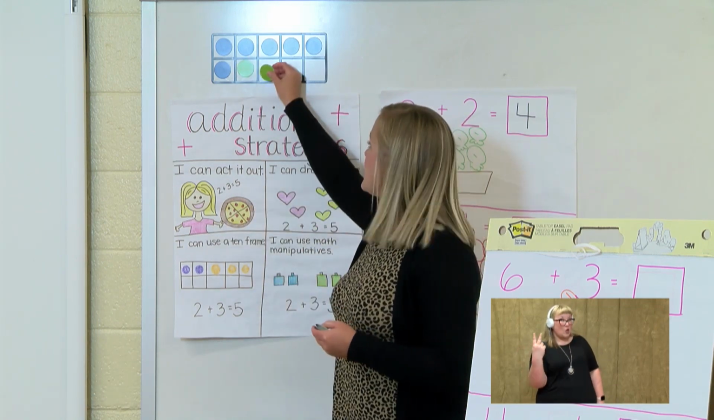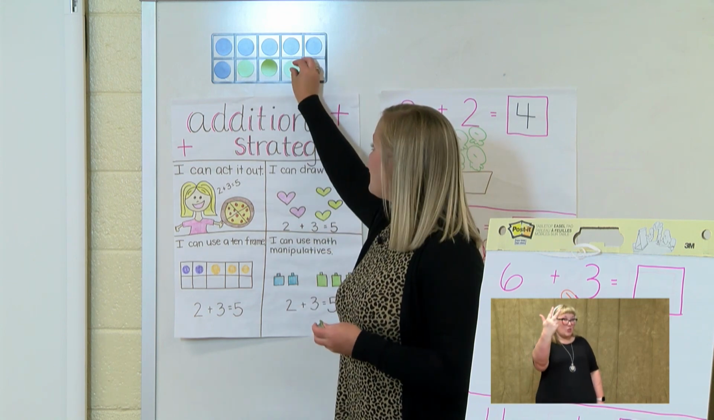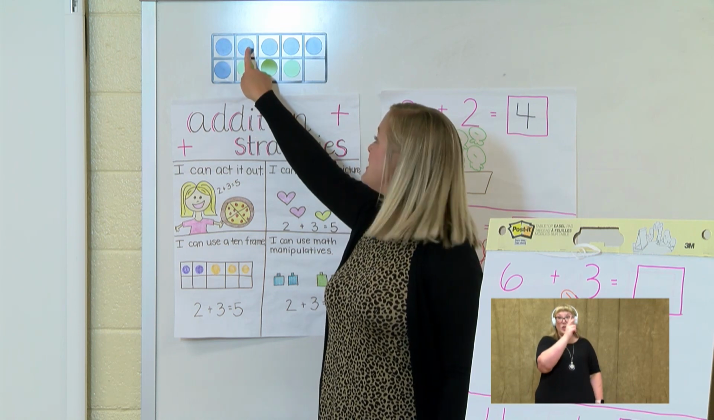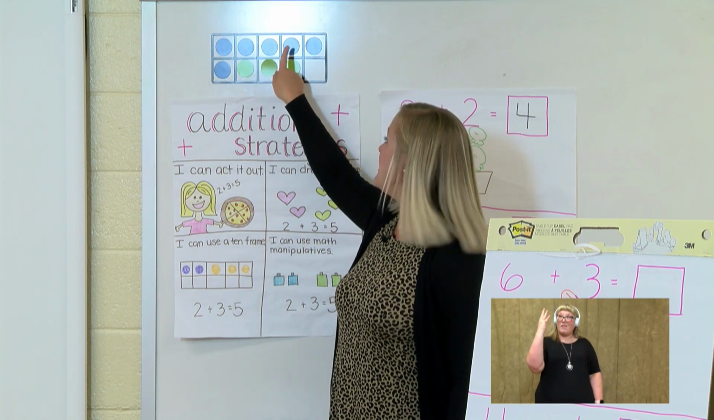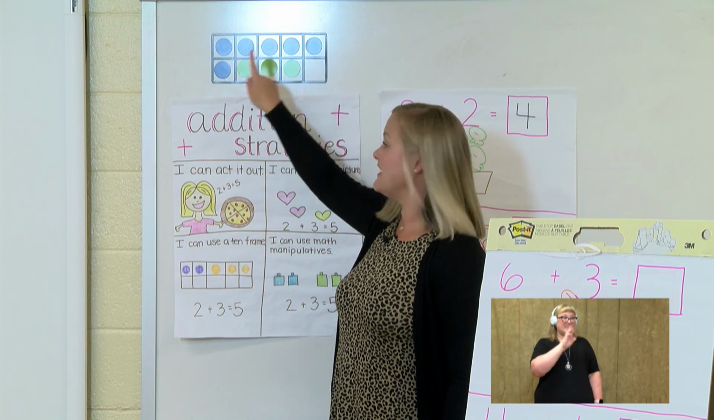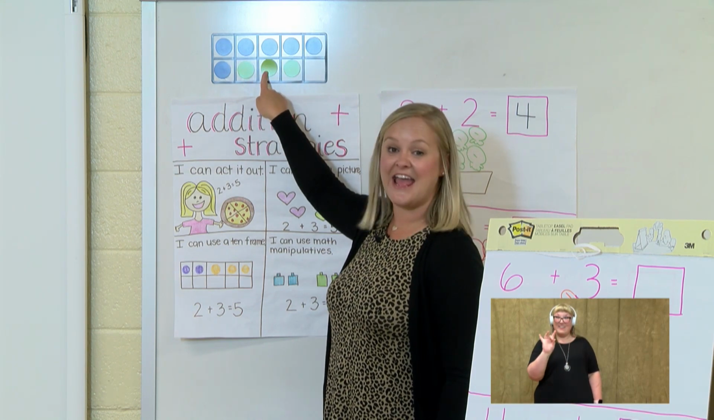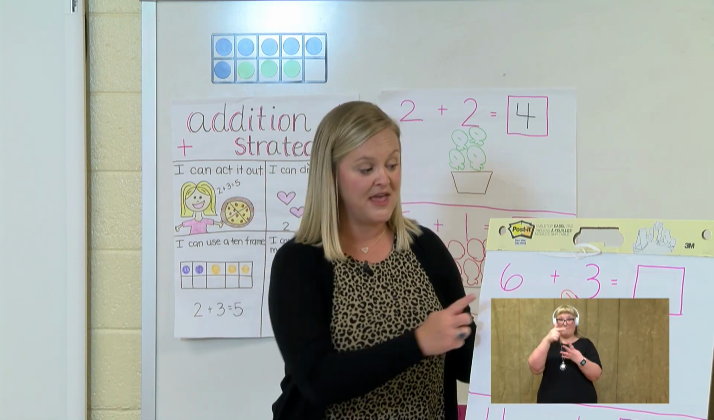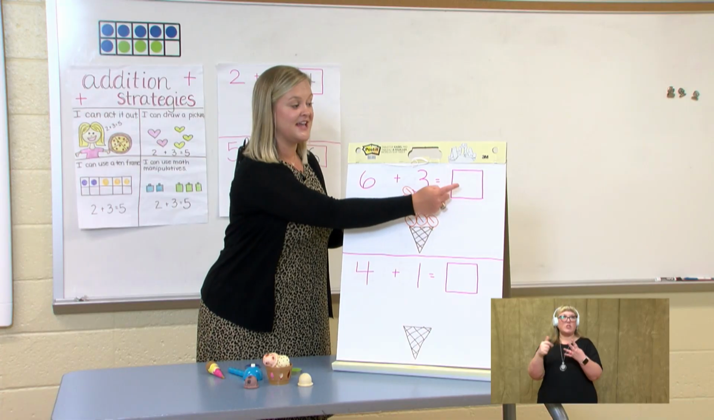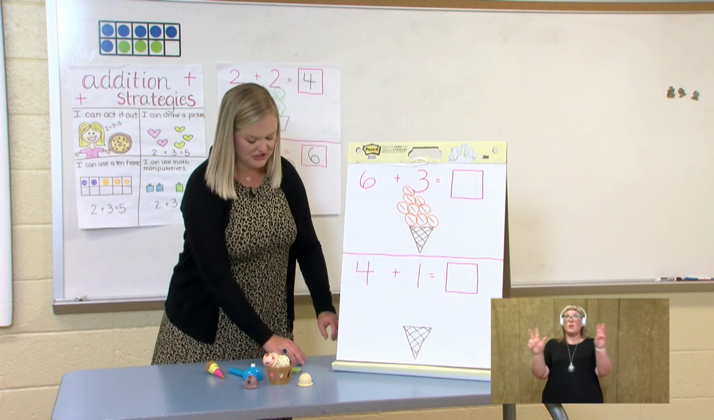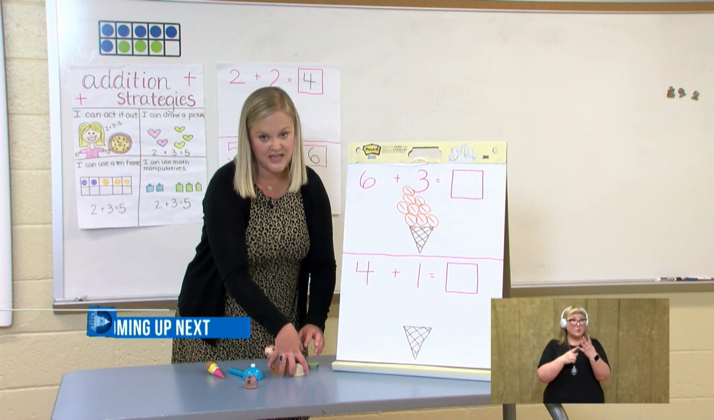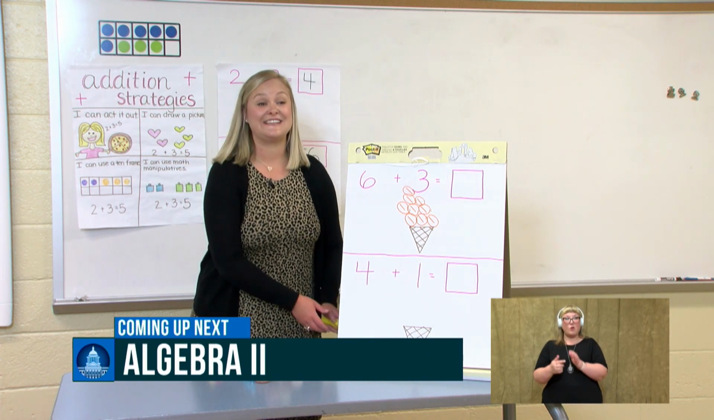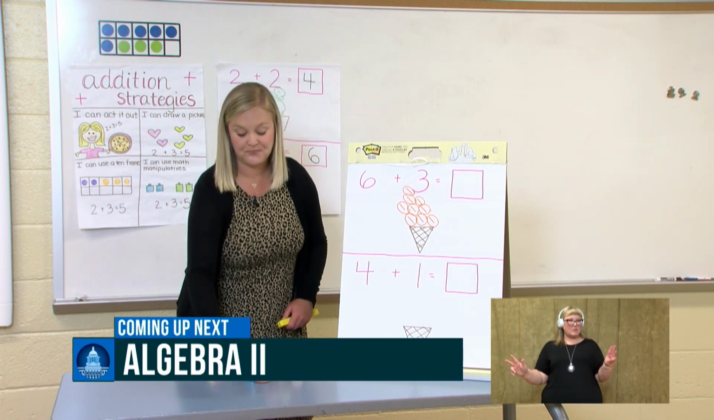1, 2, 3. Now let's count all of our dots all together. 1, 2, 3, 4, 5, 6, 7, 8, 9. So we have now used 3 strategies to solve our problem. 6 plus 3 equals 9. And our last strategy is using our math manipulatives. So let's use our cubes to represent 6 plus 3 equals 9.